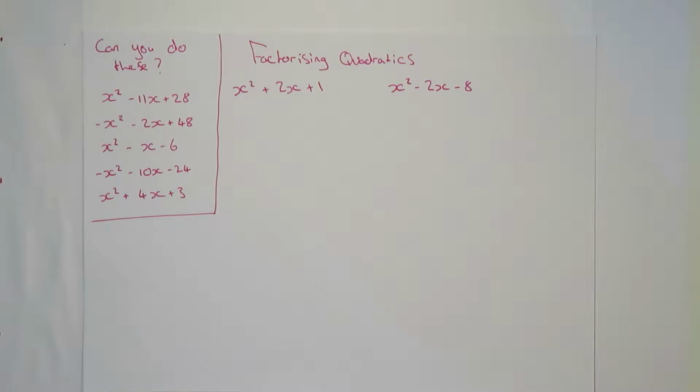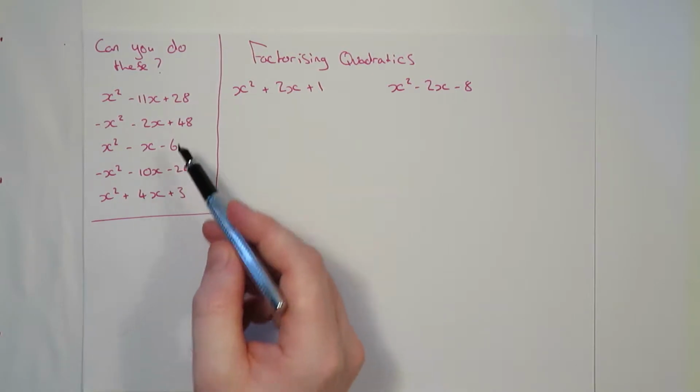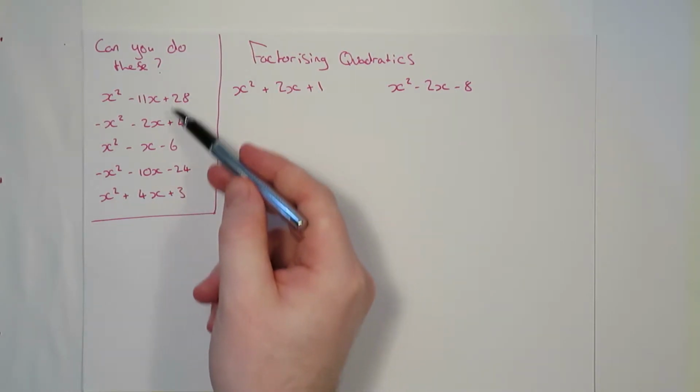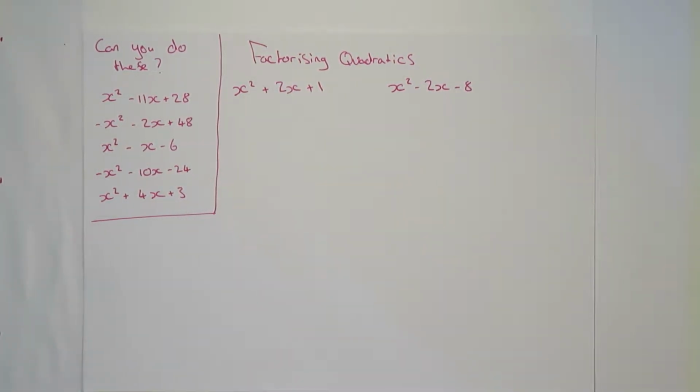In this video, we're going to be looking at factorising quadratics again. To start off with, have a go at factorising these 5 examples here. Skip to the end of the video for the answers once you've had a go. If you've got all of the answers correct, then this video isn't for you. But if you have made any mistakes, then please do watch the rest of the video, and hopefully by the end of it you'll be able to answer them correctly.